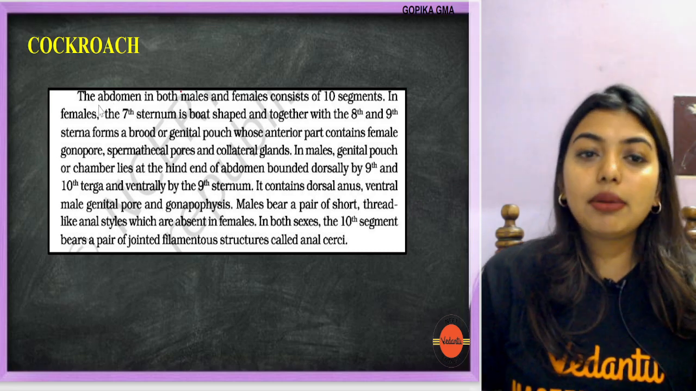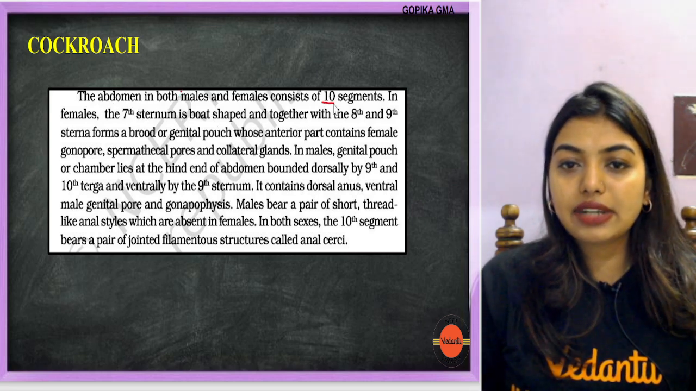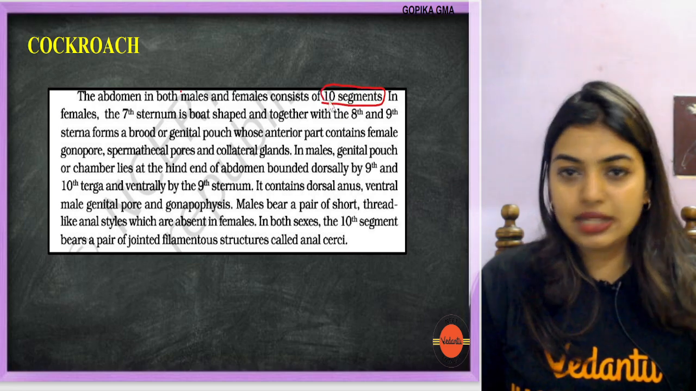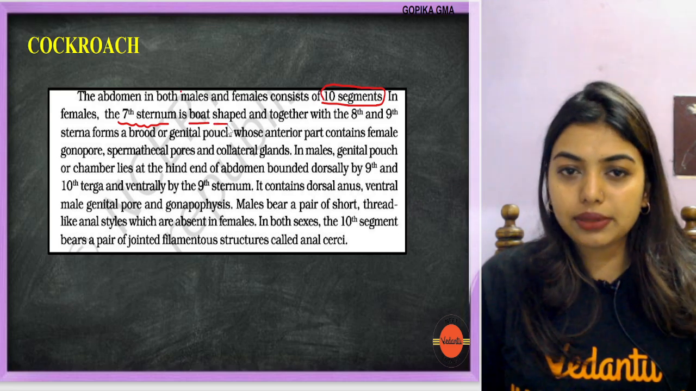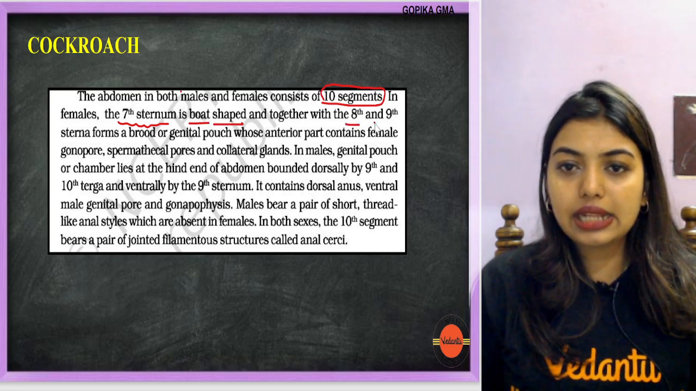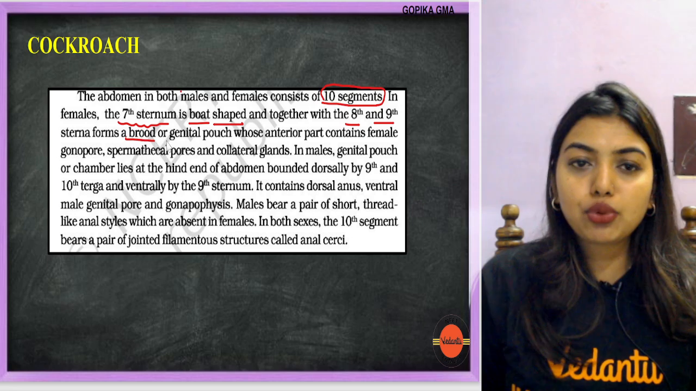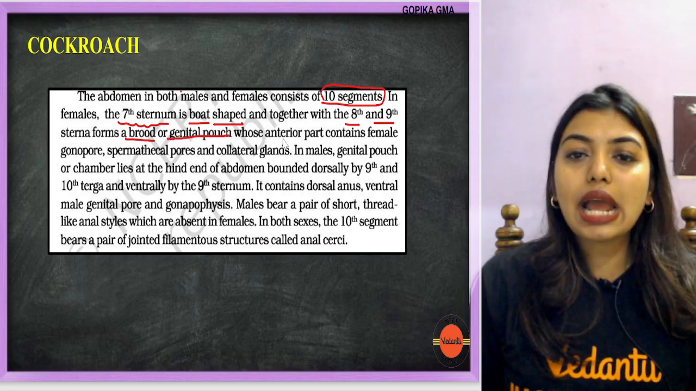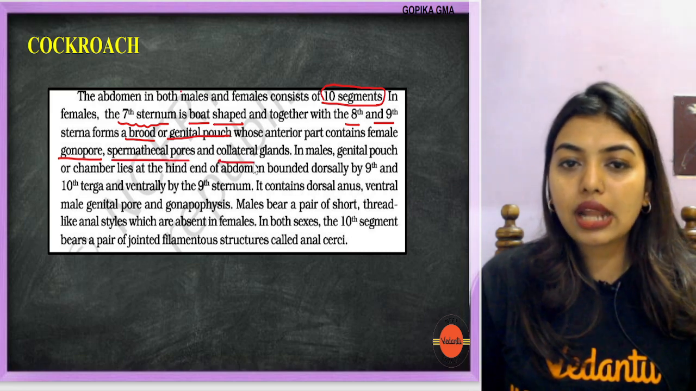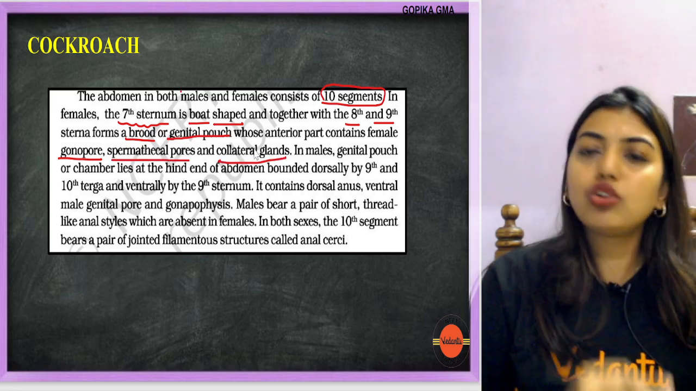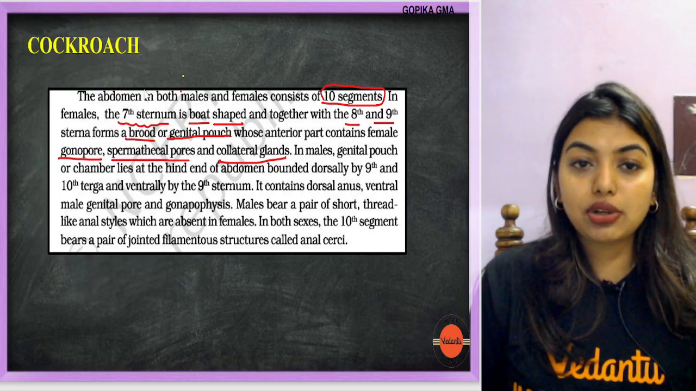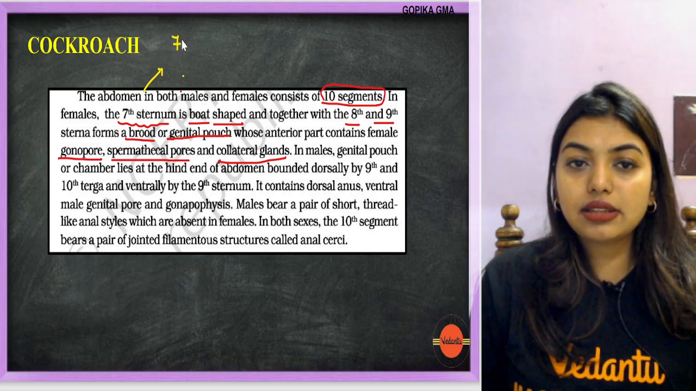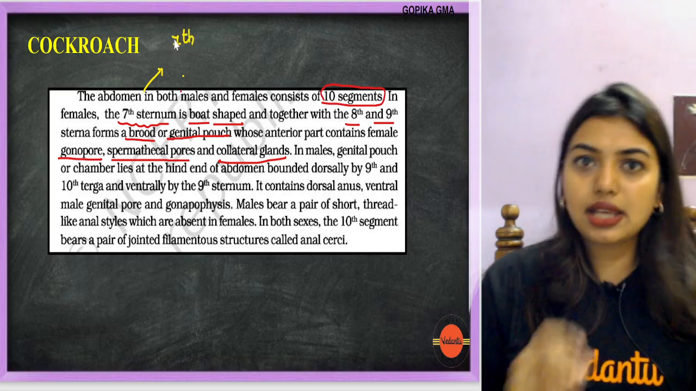So look here, students. Remember, the abdomen in both males and females has 10 segments. How many? 10 segments. In females, the 7th sternum is boat shaped, and together with the 8th and 9th sterna forms a brood or genital pouch whose anterior part contains female gonophore, spermathecal pores and collateral glands. The collateral glands, gonophore, everything, don't take tension, but the numbers are very important. See what they are telling: 7th sterna. 10 segments are there.